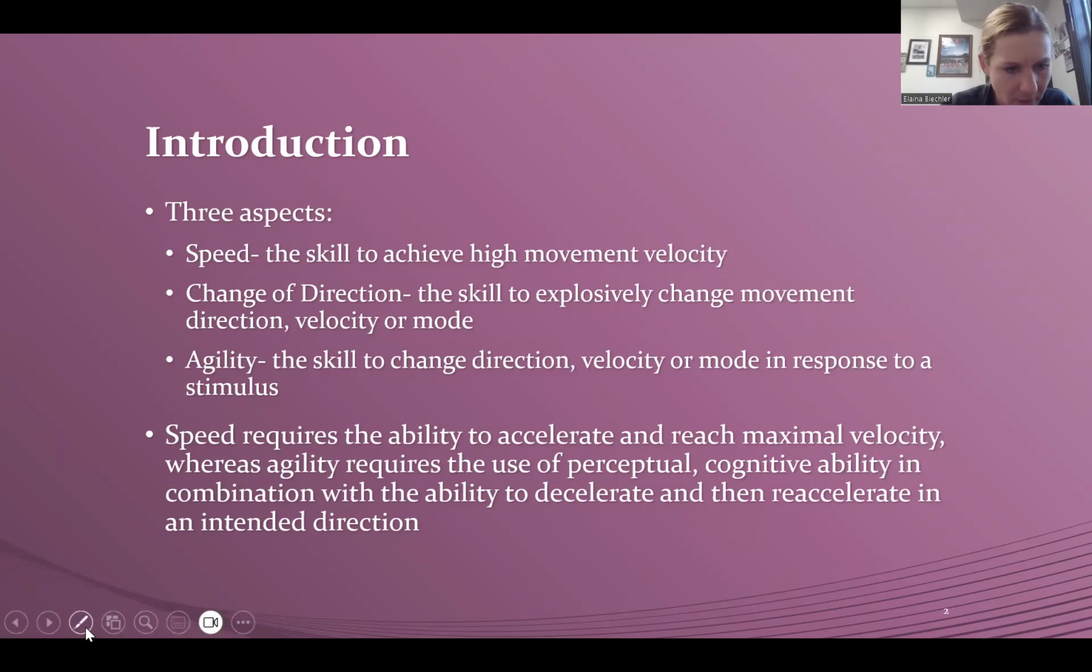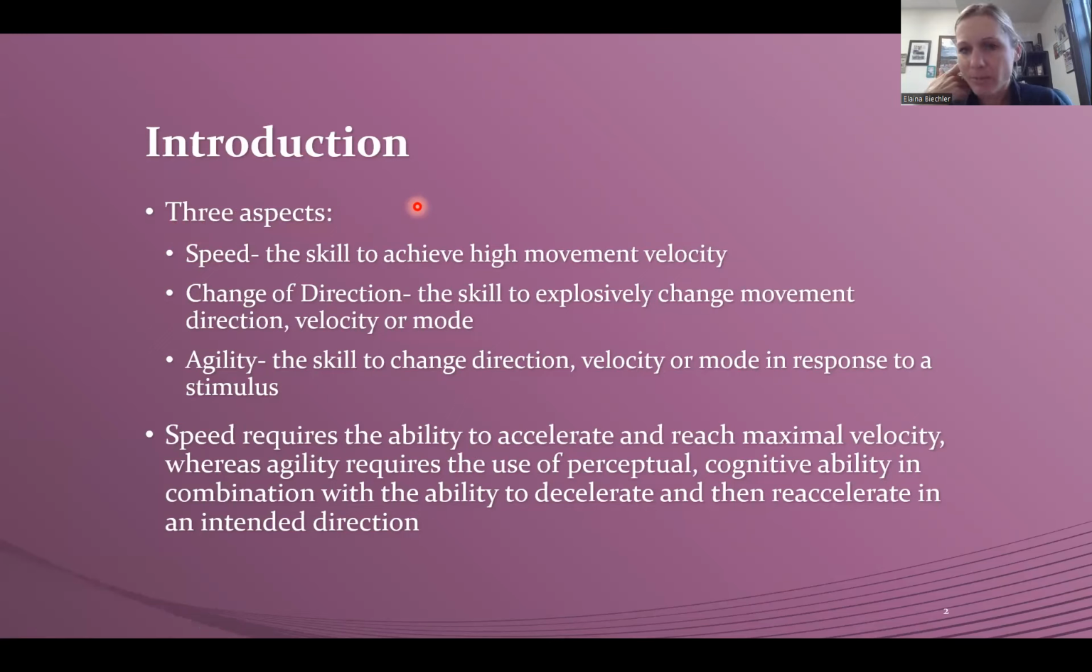So when we think about speed training, again, three aspects that we're interested in. Number one is speed, or the skill to achieve high velocity movement. Change of direction is another factor that we need to think about as it relates to strength and conditioning. And again, this is the skill to explosively change movement direction, velocity, or mode.